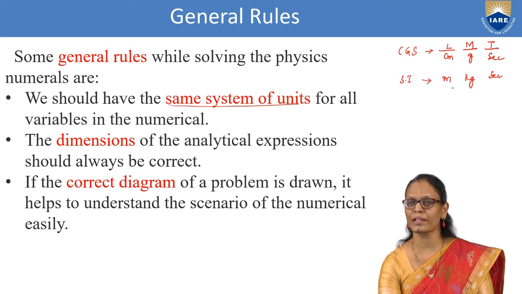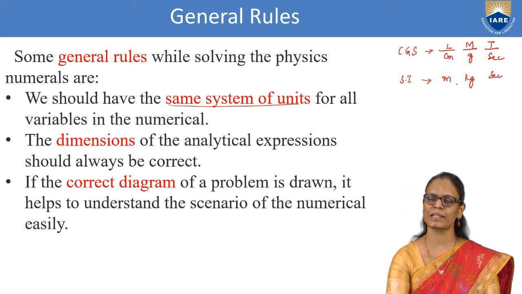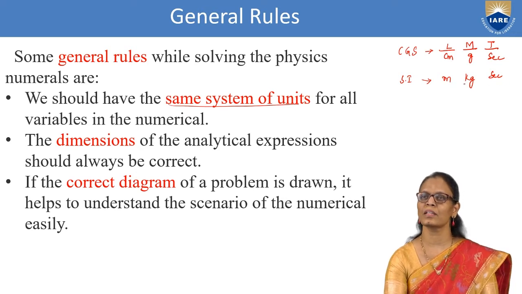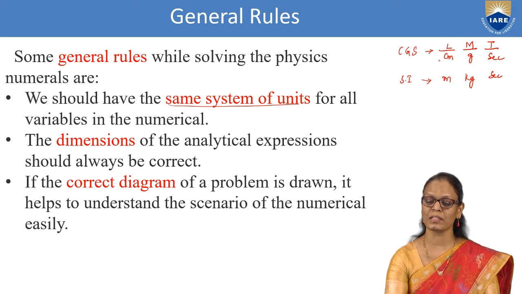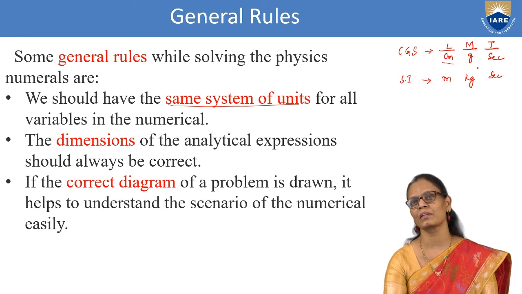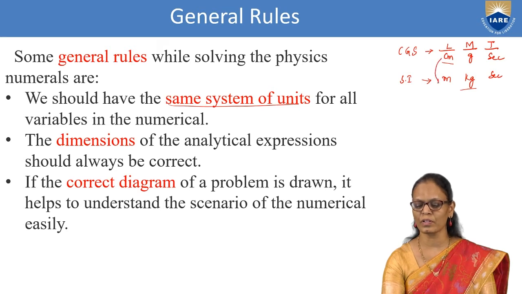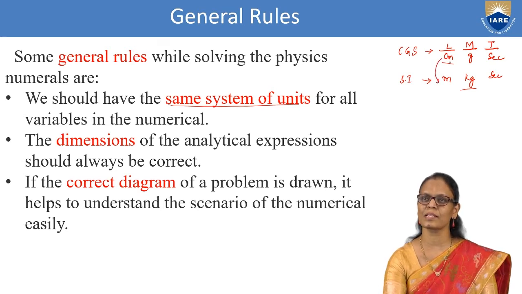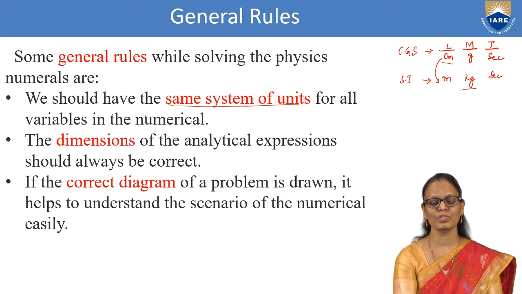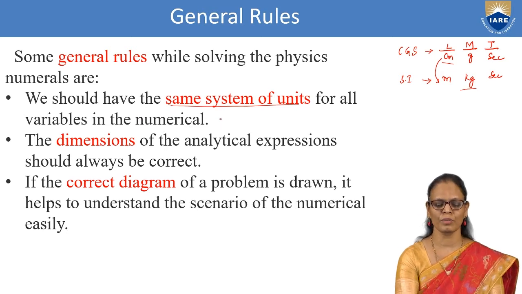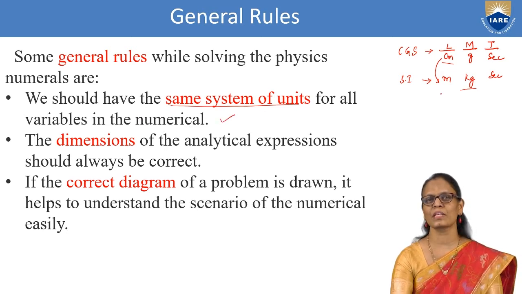If all of them are given in the SI system, meter, kilogram and second, you can continue doing it in the SI system. But if there is a mix, if the length is given in centimeters and the mass is given in kilograms, then you need to convert this distance from centimeters to meters. You will have to do the conversion first and then only you can proceed. So you should ensure the same system of units for all the variables in the numerical. I hope this is clear with this example.